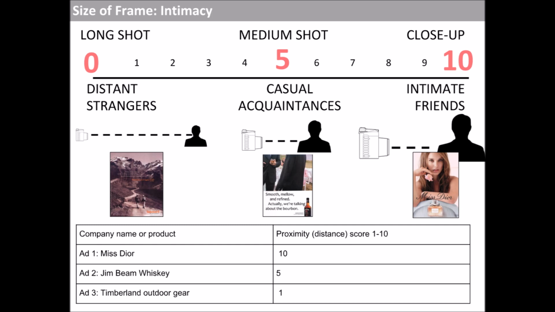If an ad places the buyer very near to the subject, give the ad a high intimacy score, like a 9 or a 10. If an ad emphasizes the distance between the buyer and the subject, give it a low intimacy score, like a 1 or a 2. If an ad falls somewhere in between, like the Jim Beam whiskey ad, then give it a score that falls in the middle and reflects that middle ground proximity. Please pause the recording now until you've had time to score the camera proximity for each of your three ads.